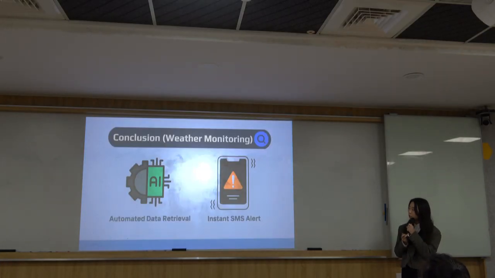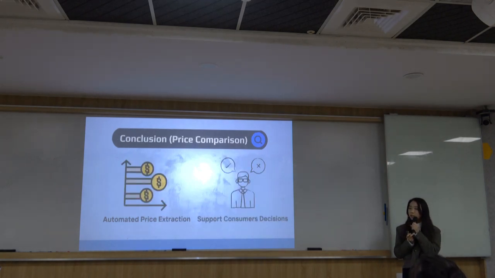First, in weather monitoring, our study applied RPA to automatically retrieve data from the government open data platforms. By SMS notification, the system provides a real-time monitoring tool. Second, in price comparison, the RPA system automatically collects product prices from different platforms, and this allows users to make purchasing decisions and quickly compare the prices.